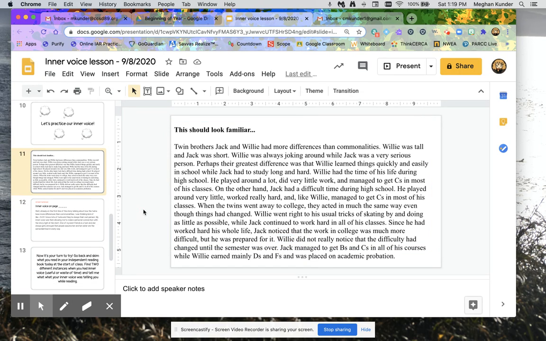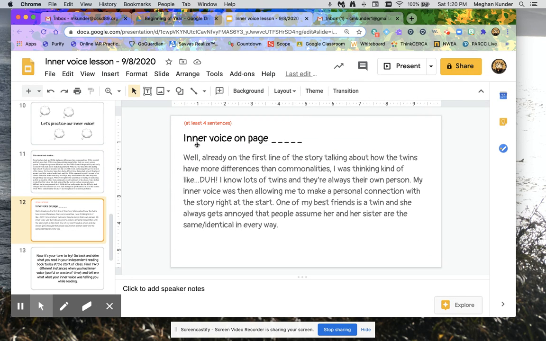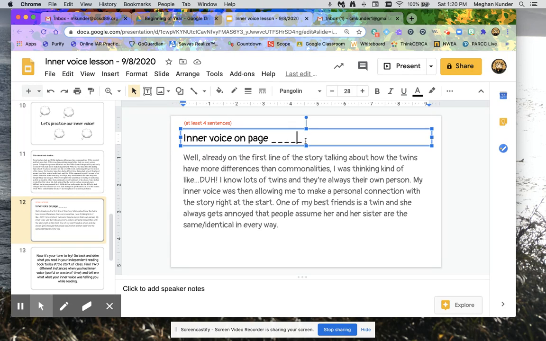So I'm going to pretend like I'm reading this for the first time, and I am now going to pause here and I'm going to go, gosh, that first sentence of this story right here, twin brothers Jack and Willie had more differences than commonalities. I already am making a connection. My inner voice is already having a connection to this part of the story here. So I'm going to talk about what my inner voice is telling me. So my inner voice is, well, it's from page or slide 11. If you're doing this out of a book, you would actually have a page number, right?